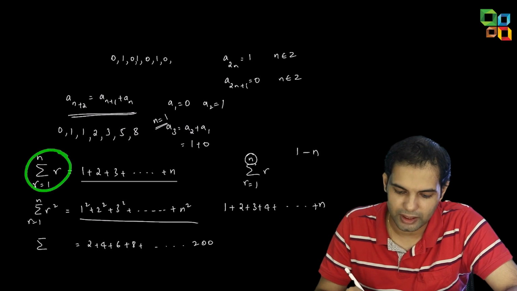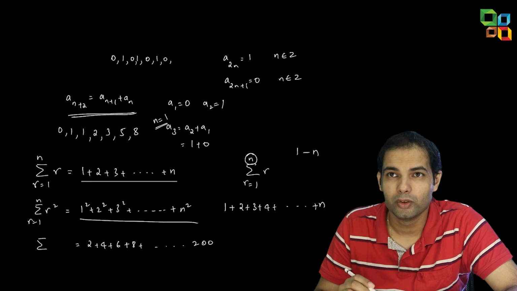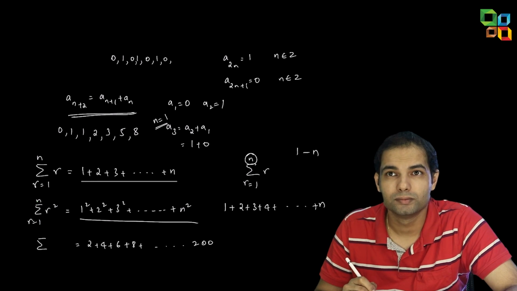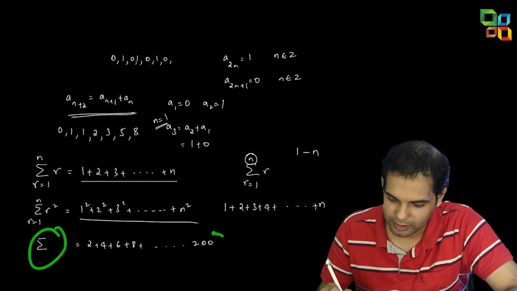This is called summation r, where r is from 1 to n. Okay. You tell me in a similar fashion. So this is summation r square, where r starts from 1 and goes up to n. Right? So what kind of summation is this?